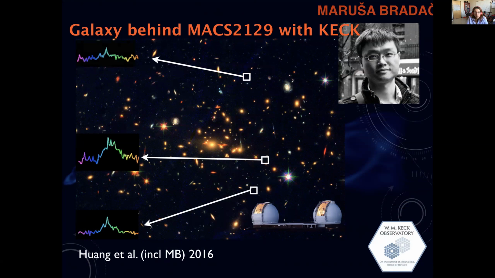Right now, in order to do this, we mostly need help from ground-based telescopes, and for that we go to Hawaii. You see the twin Keck telescopes on top of Mauna Kea.